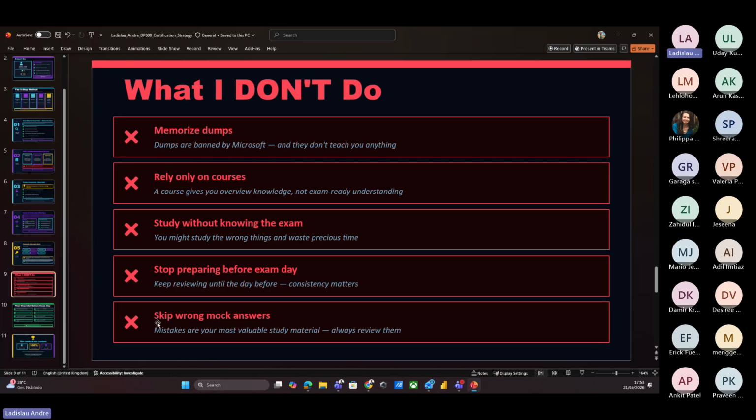And then, never skip wrong mock-up answers. We shouldn't skip wrong mock-up answers when we are doing the learning, and if you made a mistake, that is good for you, to make you learn. All right, I made a mistake. Why is this a mistake? Try to read more about that. Try to get an understanding of that answer, that question that you failed. Because the first time we do the mock-up exam in Microsoft Learn, we're going to make a lot of errors. And that is actually good, because we're going to learn from that.